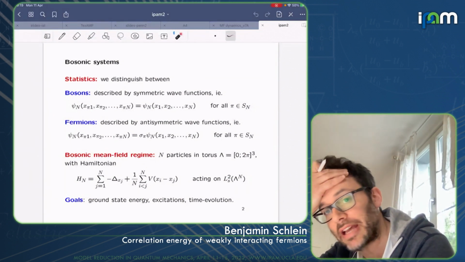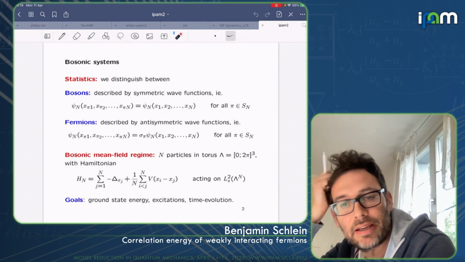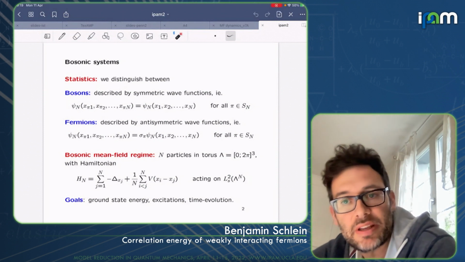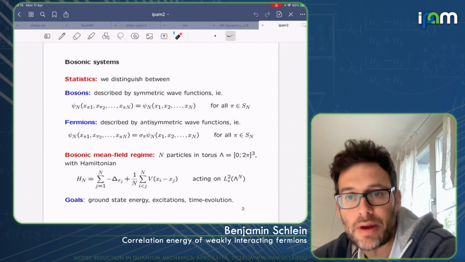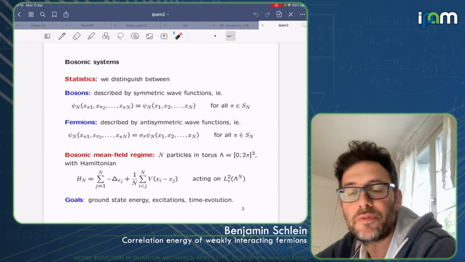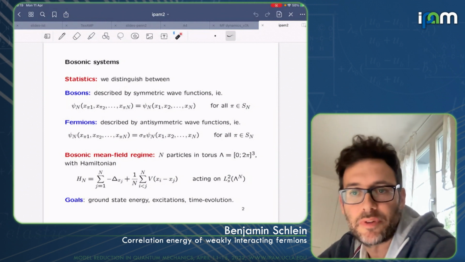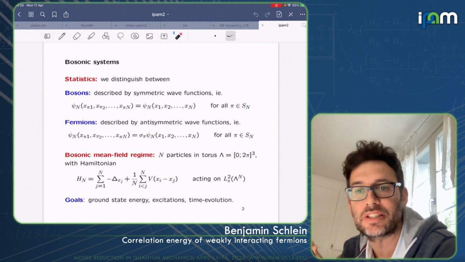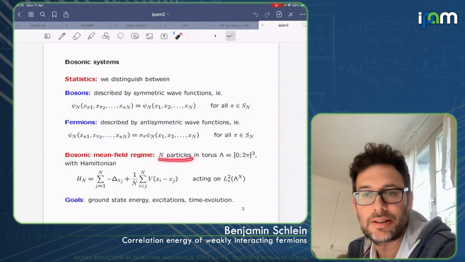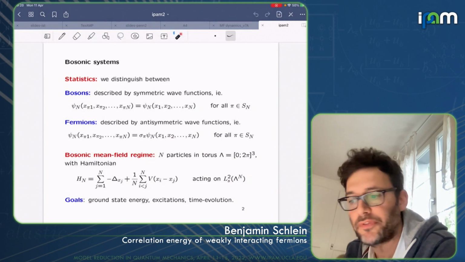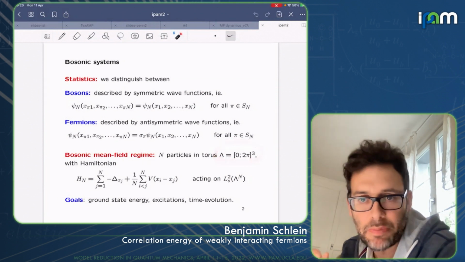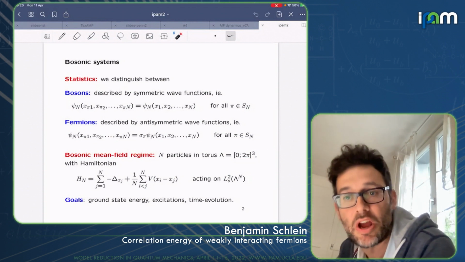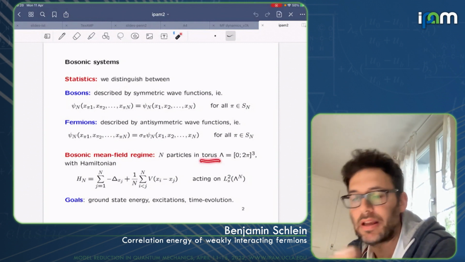Okay, so as I said, I'm going to start by quickly describing how to use Bogoliubov theory in a bosonic mean field system to get an approximation for the ground state energy, and in this case also for the low energy excitation spectrum. So I'm going to stick to the simplest possible case. I'm going to take N particles, N bosons, which are confined in a torus, so in a box Lambda with side length 2 pi, imposing periodic boundary conditions. So that's why I'm on the torus.